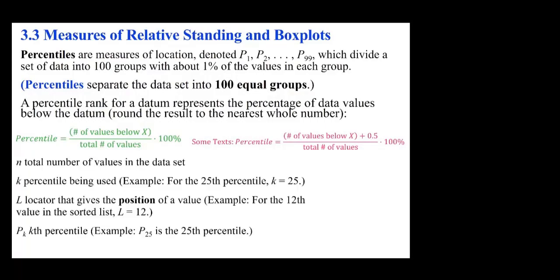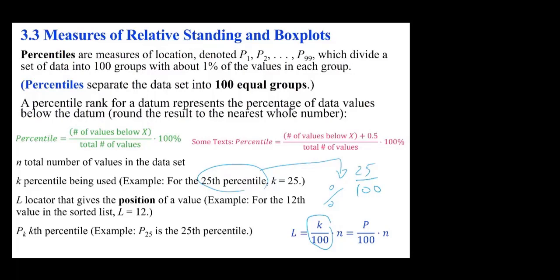N is the total number of values or the sample size or even the population size. K is the percentile, like P sub K, if you will. L is the locator. Where is it located? For example, for the 12th value in the sorted list, remember it has to be sorted, L is 12, and P sub K or Kth percentile, for example, P25 is the 25th percentile. Now look at the formula. We can say K over 100 times N or P over 100 times N. And remember that K over 100 is actually the percent format of the K. So when we say 25th percentile, just as an example, that means 25 over 100. That's the meaning of K over 100. Notice in the next formula, I say P over 100. Depends on the text. But understand, if you come across a different format, you don't want to be thrown off.